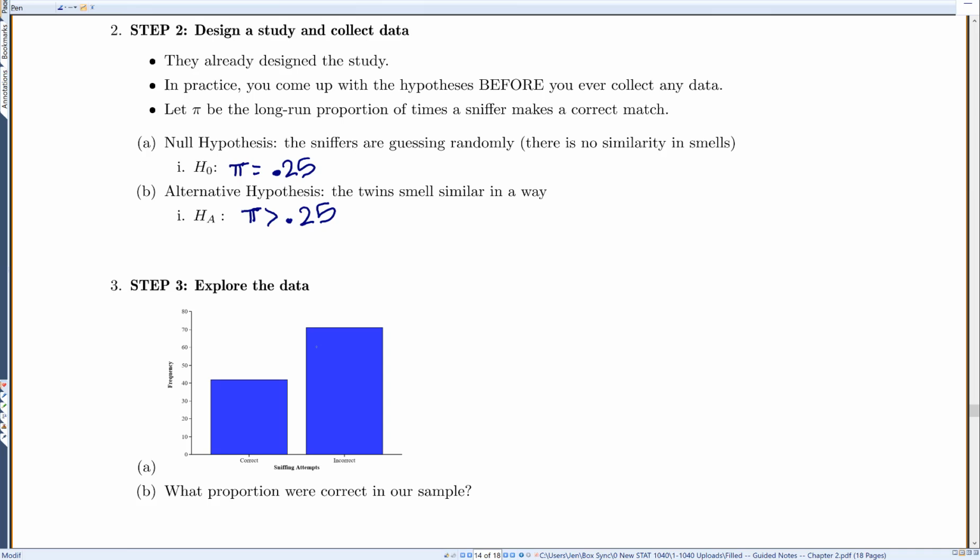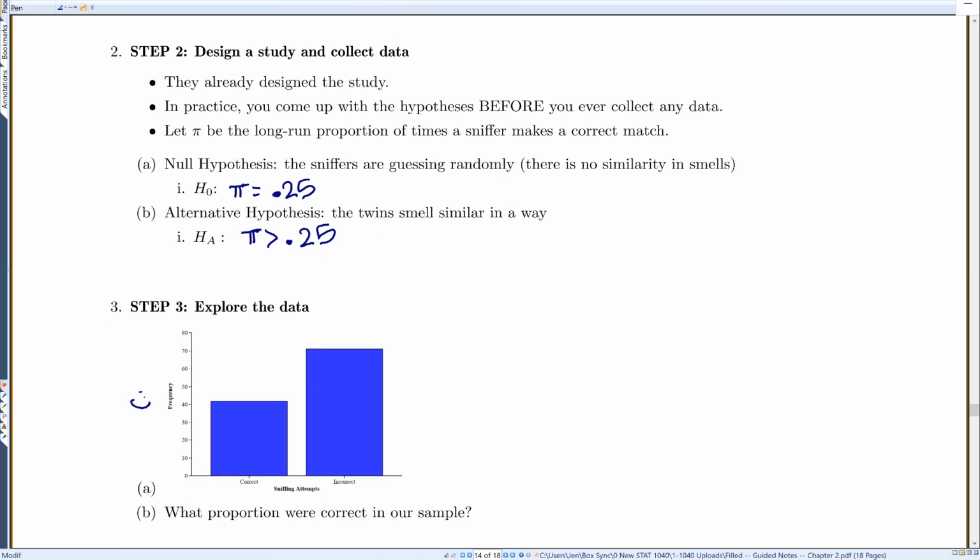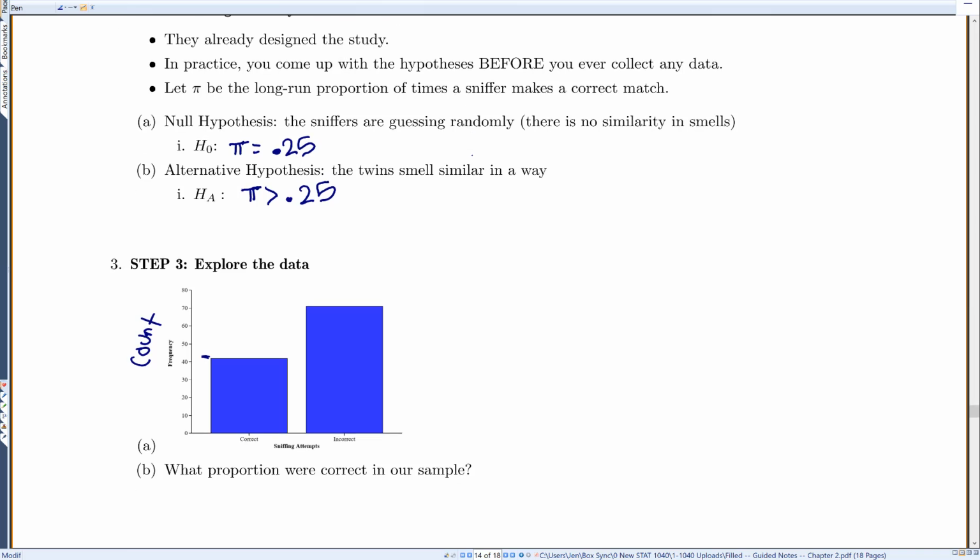Okay, then you explore the data for something like this with proportions. It's really just the bar graph. You look at how many they got correct, how many they got incorrect. This one was the frequency. Okay, which is like the same thing as the count. So they were correct about like 41 times. It looks like they weren't correct as much as they were incorrect, but the question is, was it more than that 25%? So what proportion were correct in our sample?